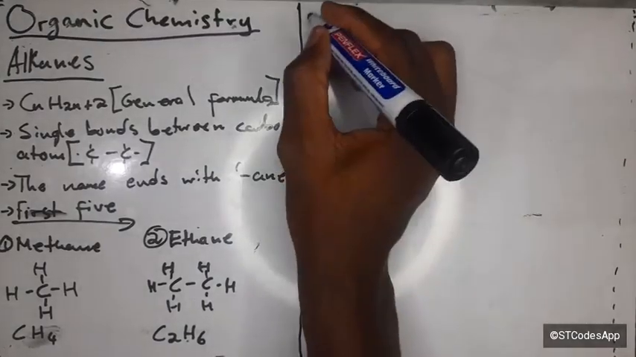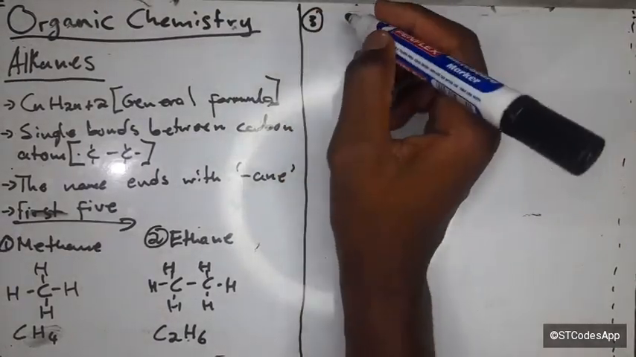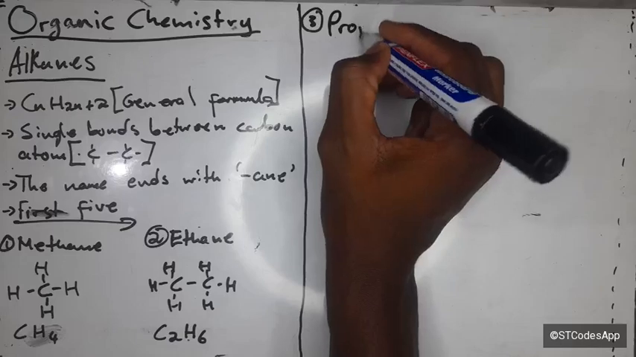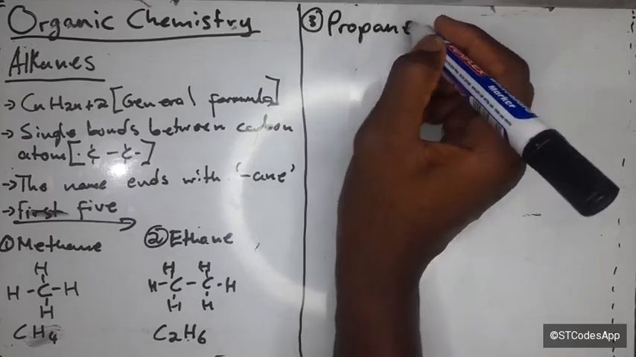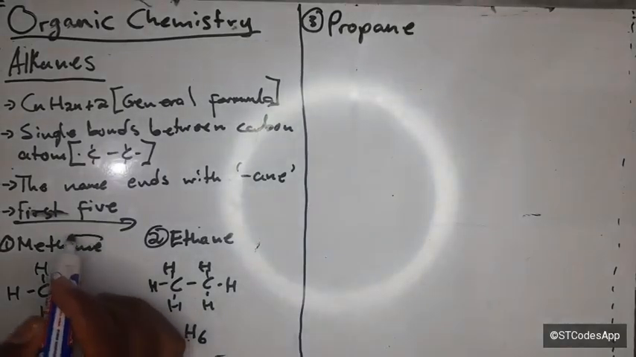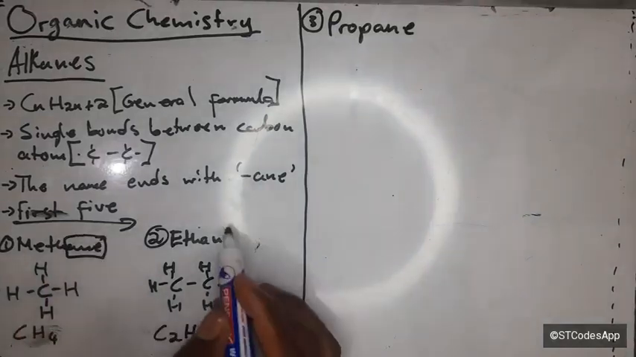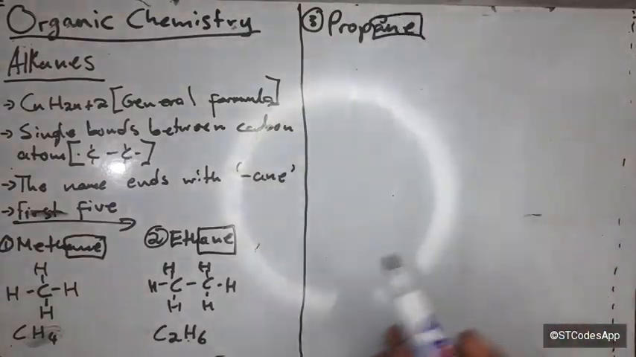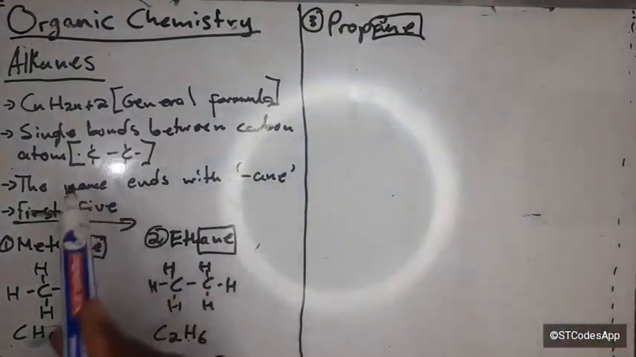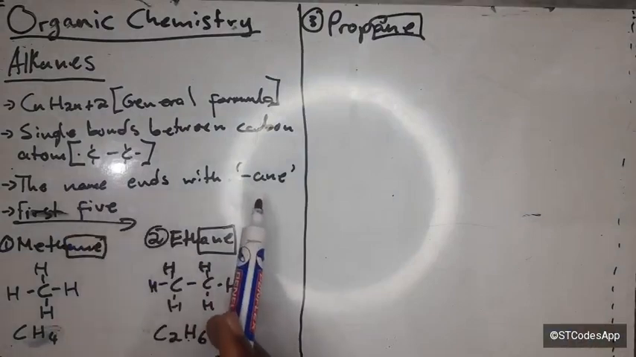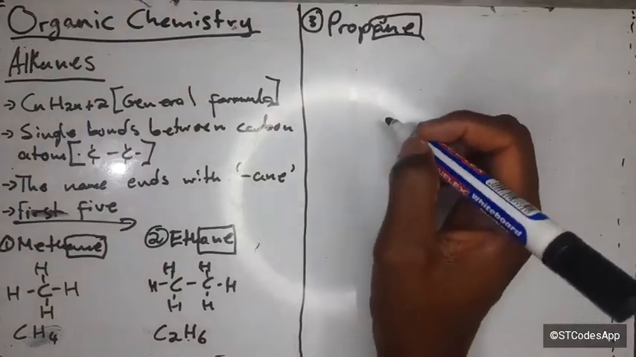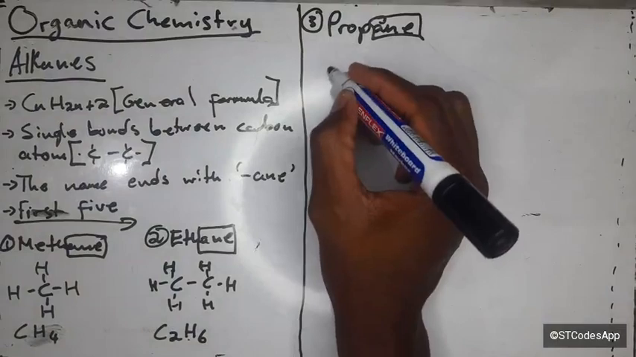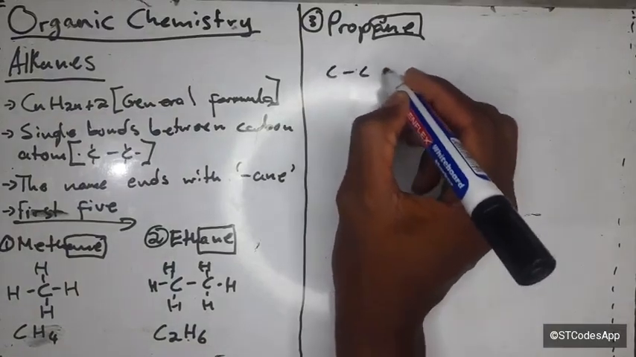Then number 3, there is propane. If you notice clearly, the name ended with A and E. Even this one, it's A and E, telling us what? The names of alkanes end with "ane". And so let's move on. Propane, that's the third one, with 3 carbon atoms, like this.